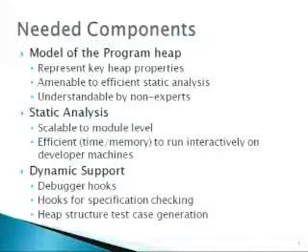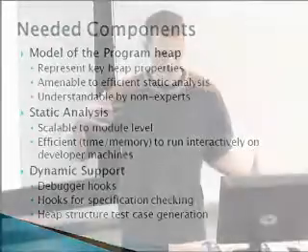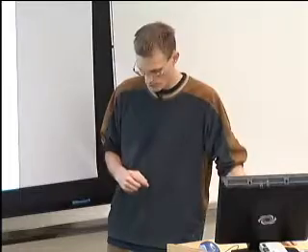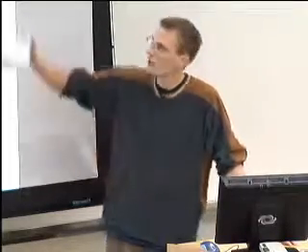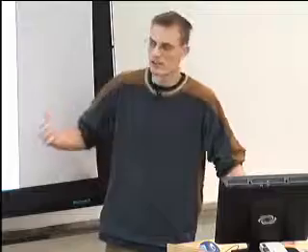In order to support all these things, we need a number of components across a range of parts of the program lifecycle. We need some sort of model that represents these properties that we want to query or expose to the program or other tools. This model needs to be amenable to efficient static analysis. That's a key thing. And we'd like it to be understandable by non-experts. We'd like something we can show to the end user, who can quickly understand it and give us feedback on whether or not it's precise. So we'd like something that we can not just automate, but also involve the end user if possible.